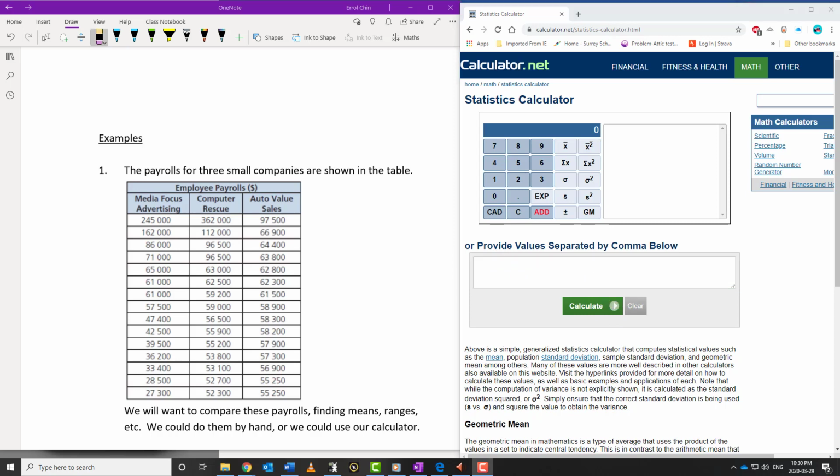So once on this statistics calculator site, we can use this website to calculate mean, median, and mode. The best way to do it is literally type in the values. So it's 245,000, comma, 162,000, comma, and I'm going to put the video on hold because I don't want you to waste time watching me type this all in. So now that I have typed them all in, I'm ready to hit calculate, and the website should give me all the information I need.